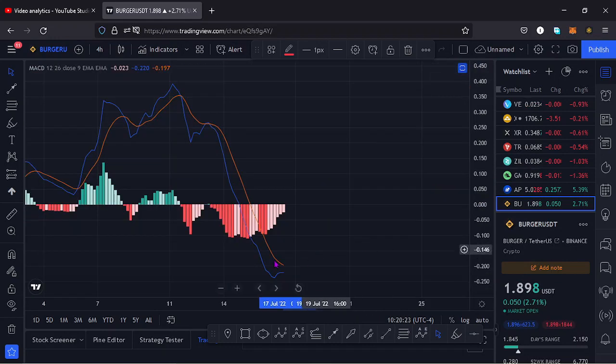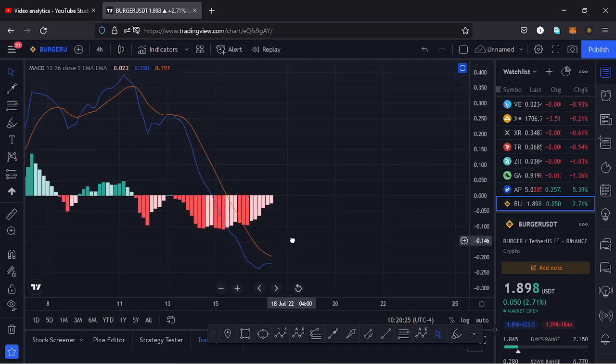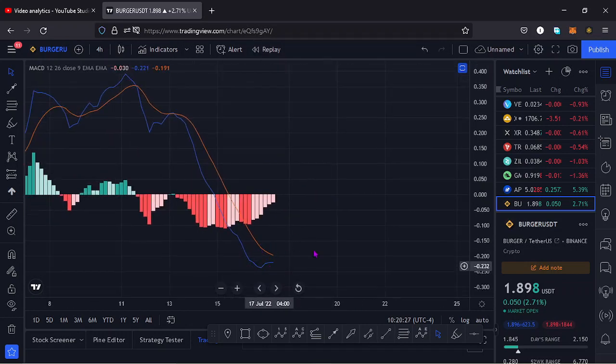On the MACD, you can see we are just about to print something, and soon it seems like we are going to print a bullish cross. So let's be patient and see how that plays out, and I'll keep you updated.